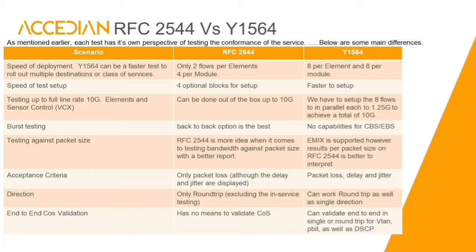And last but not least, the end-to-end class of service validations. RFC 2544 has no means to validate and compare class of service between source and destination. However, the Y1564 supports the detection of class of service changes between the source and destination if it's a single direction mode test. And if it's a round trip mode test, it also supports the mismatch validation of the DSCP or PBIT or VLAN between the source and back to the source itself. So whether it's a single direction trip or a round trip, Y1564 supports the end-to-end class of service validation. This is a very powerful feature.